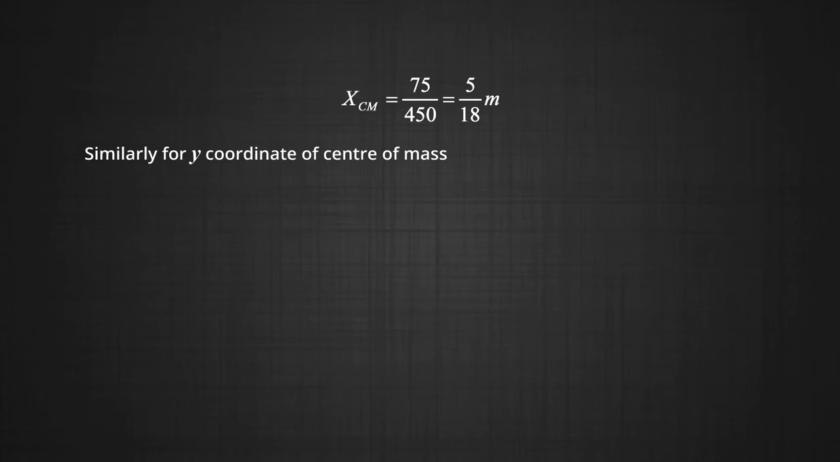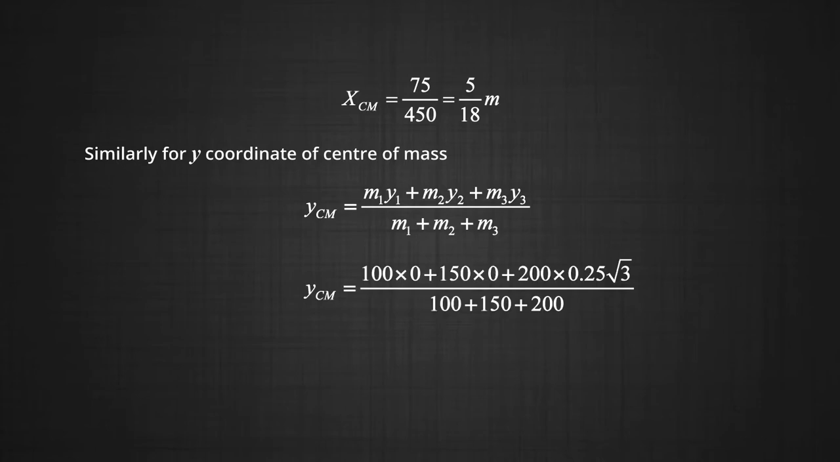Similarly, we can do it for the y coordinate of the center of mass. Y_CM can be written as (m1 y1 plus m2 y2 plus m3 y3) divided by the sum of m1, m2 and m3. Therefore, Y_CM becomes (100 into 0 plus 150 into 0 plus 200 into 0.25 into root 3) whole divided by the sum of 100, 150 and 200. Y_CM can be simplified and we get 1 upon 3 root 3 meter.